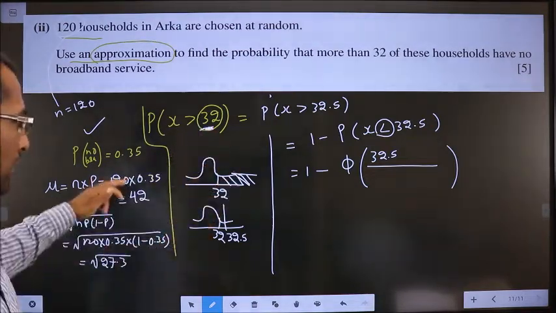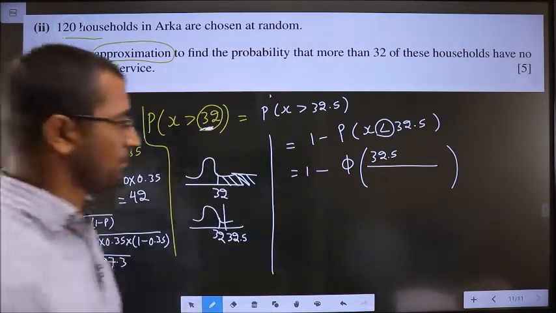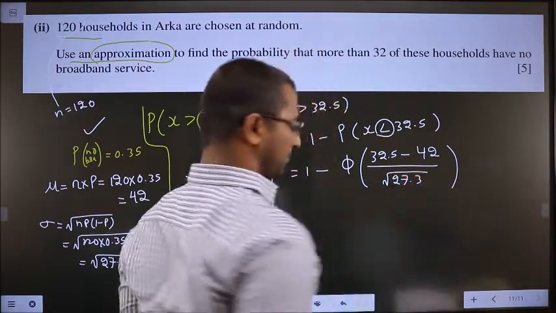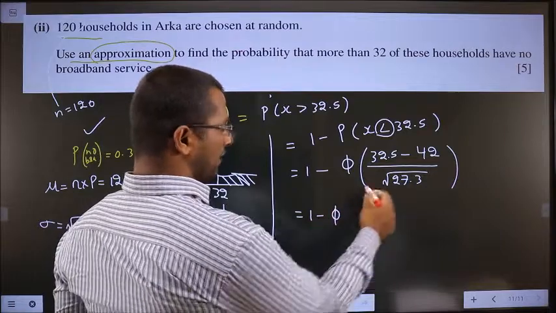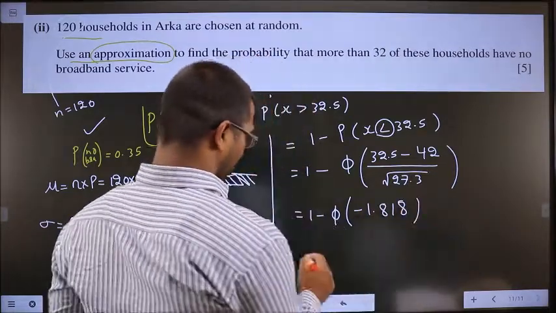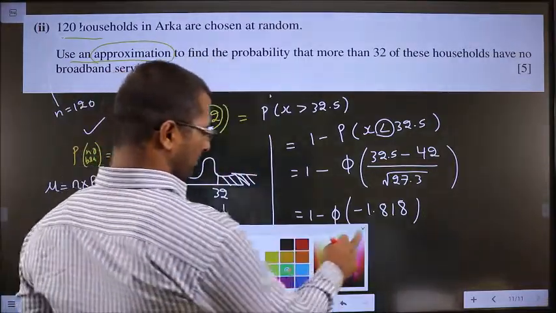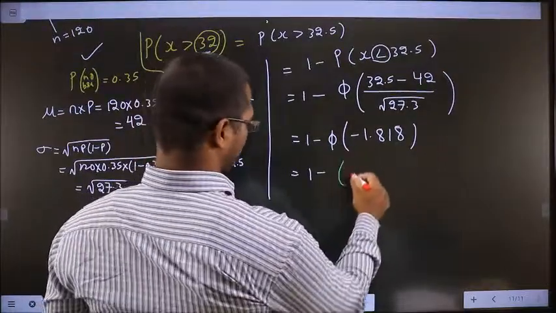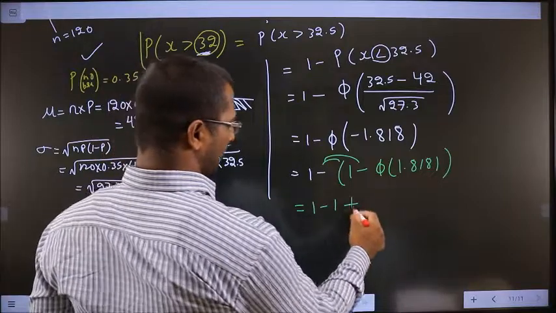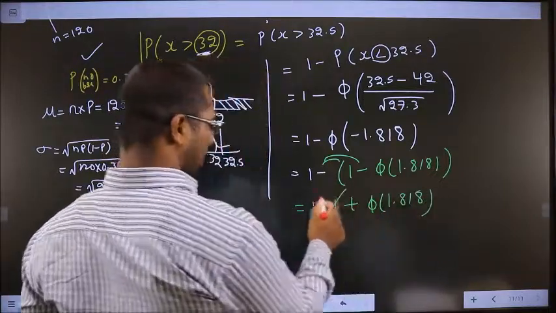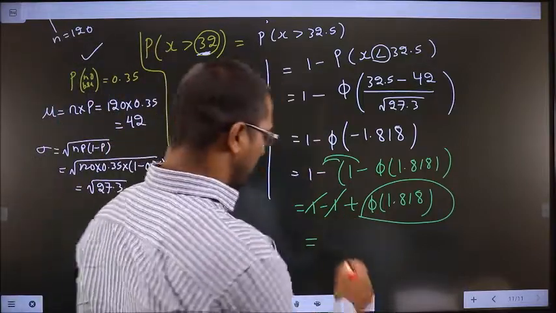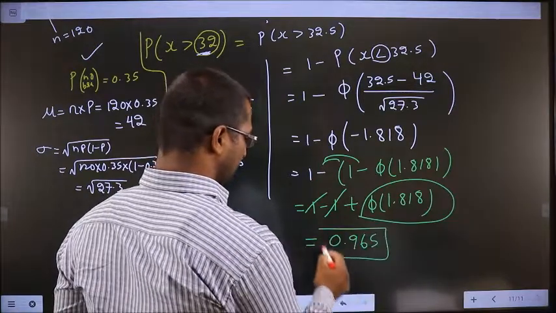Do the correction to this number, find the mean and standard deviation, and then use the normal method. So 32.5 minus the mean, which we got to be 42, by the standard deviation, the square root of 27.3. Now put this all in at once and take it up to 3 decimals. You get the answer to be minus 1.818. To change this negative into positive, we need to do 1 minus phi of 1.818. Now multiply with the negative sign. So 1 minus 1 plus phi of 1.818. So this cancels out. Phi of 1.818 we get from the normal distribution table. That we get to be 0.965. This is the answer.